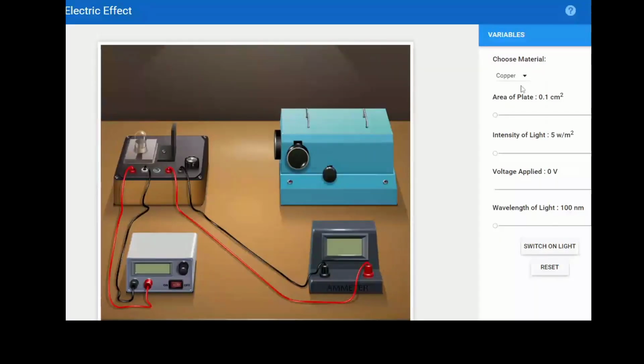You can see here that we can select the material. We have different materials: copper, sodium, zinc, platinum. This is the target material on which we shine the light. And this is the light source.